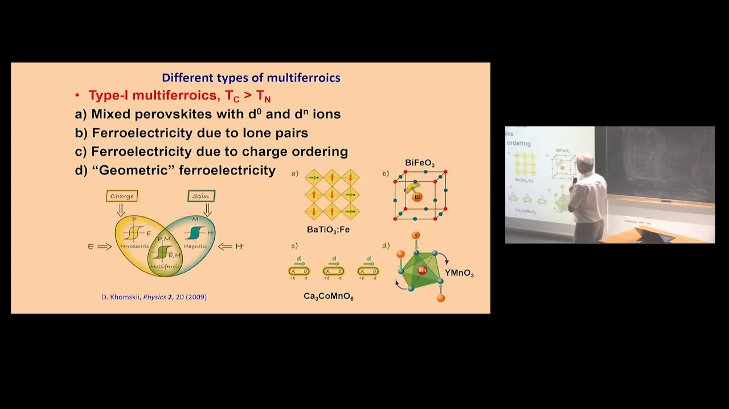You already heard about type 1 multiferroics, where you have independent ferroelectric phase transition and independent magnetic phase transitions, which can be due to mixed perovskites, or ferroelectricity due to lone pair, like in bismuth ferrite, charge ordering, or geometrical ferroelectricity. Typical example is yttrium manganite.